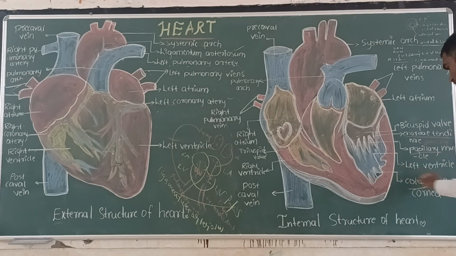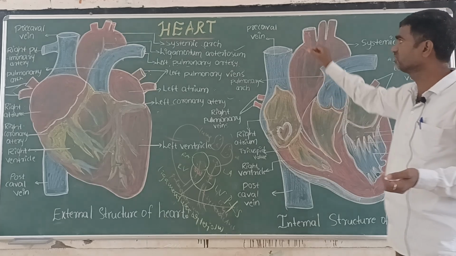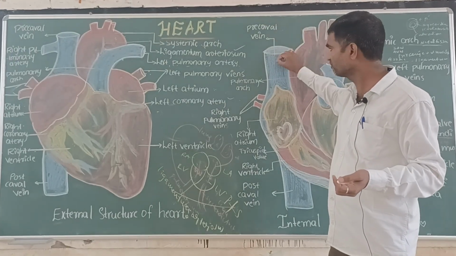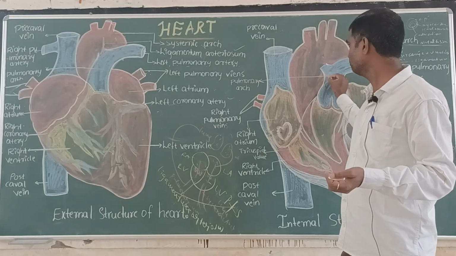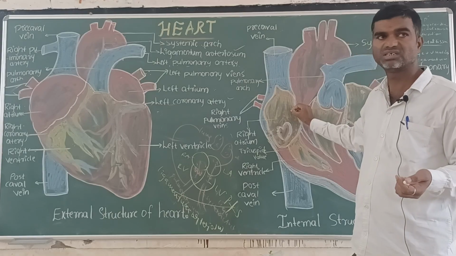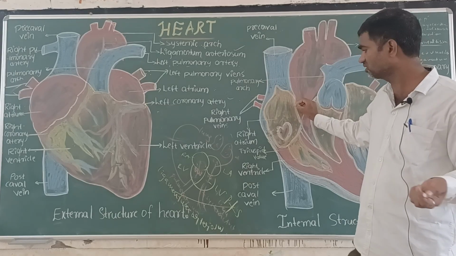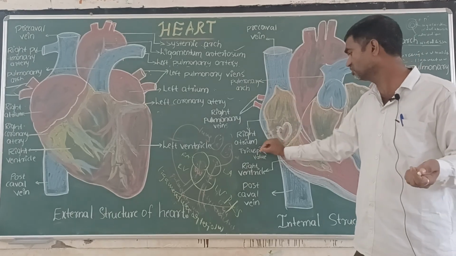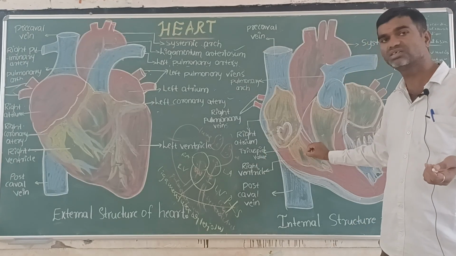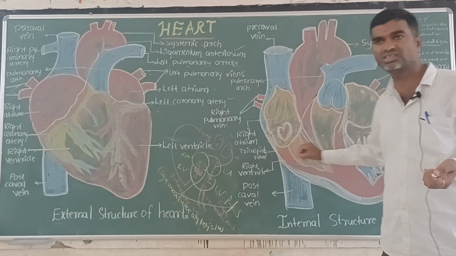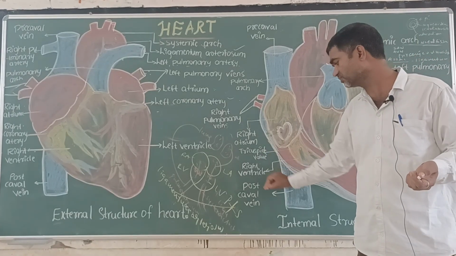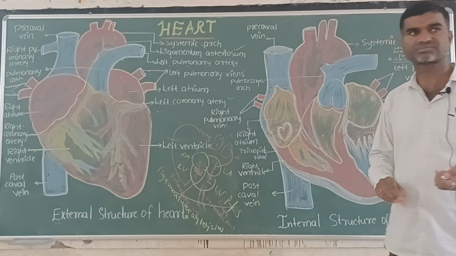So this is the columnae carneae. And next one, these are the precaval veins, and these are the pulmonary arch. And next this is the right atrium. In the right atrium, SAN is present, the sinoatrial node. Next one, this is the tricuspid valves. It is the right ventricle. Which ventricle is it called? Right ventricle is present. And next one, this is the postcaval vein.